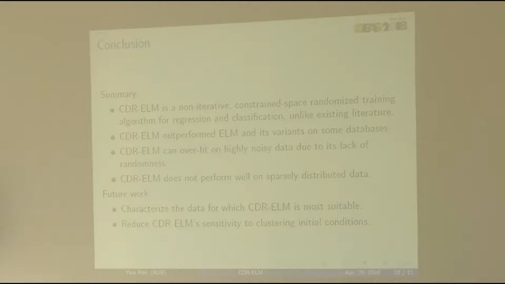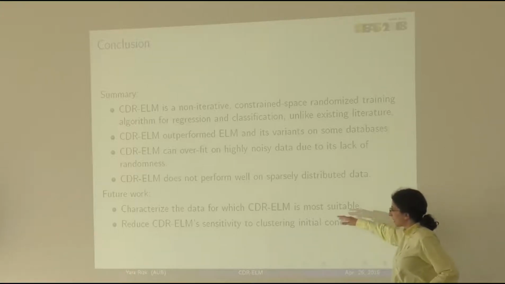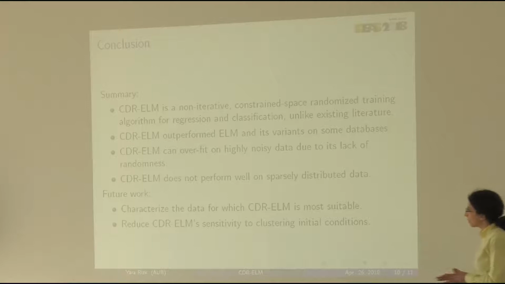So in conclusion, we were able to propose a training algorithm variant for neural networks that can be trained fairly fast and that performs well on classification and regression problems. However, we do need to consider the type of data that we're dealing with. For future work, we would like to characterize the data that is most suitable for this algorithm and reduce its sensitivity to the clustering algorithm, from initial conditions to its convergence, to really perform better.